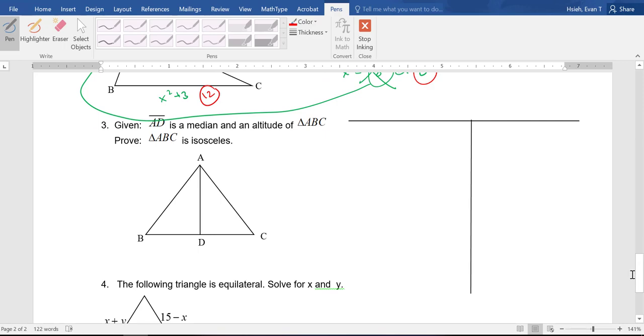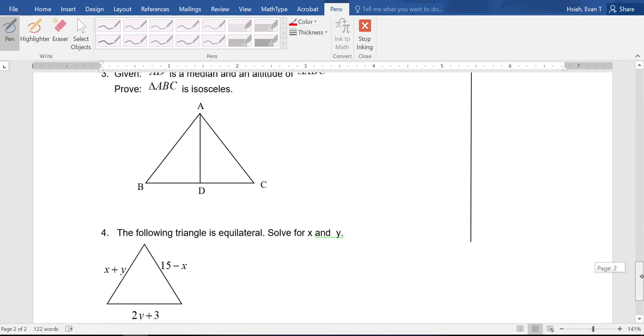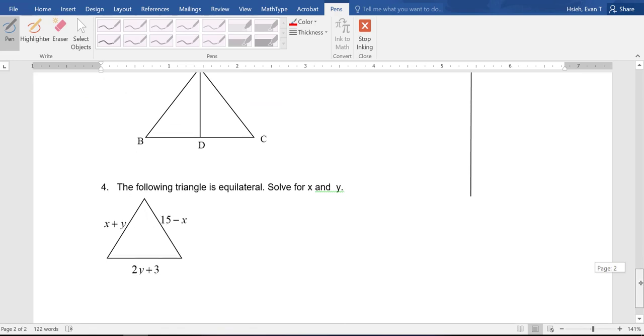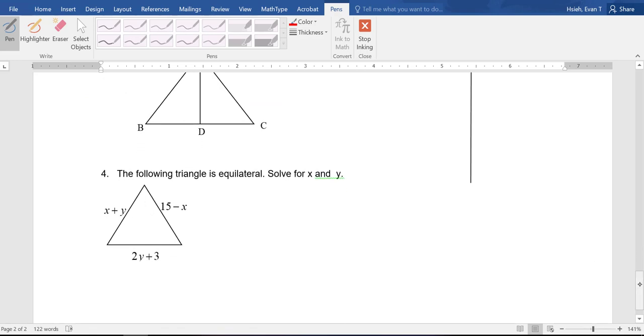I think I'm going to jump down to the bottom here. And so the following triangle is equilateral. And so solve for x and y. So what I'm going to do here is, I know that these sides all have to be the same. So I'm going to, and I realize there's x's and y's here, so I need to set up a system of two equations. 2 variables, 2 equations, 3 variables, 3 equations, 1 variable, 1 equation. So in this case, I need 2 equations.